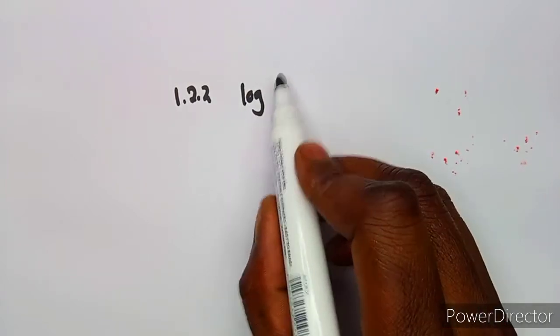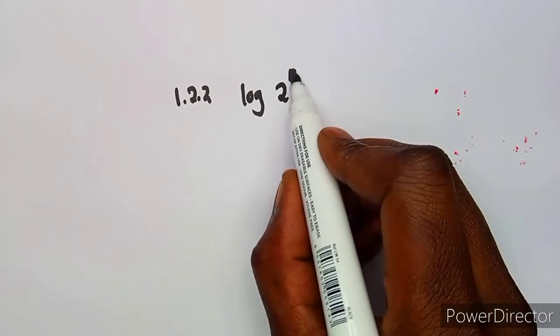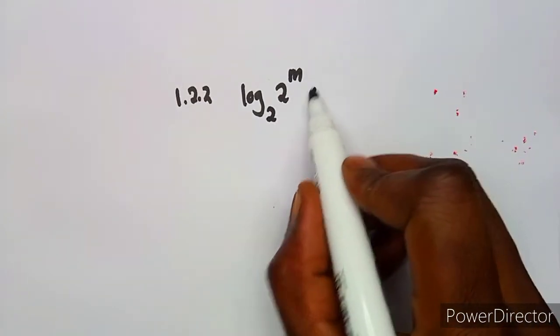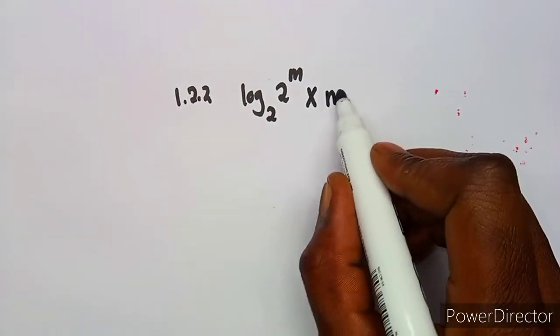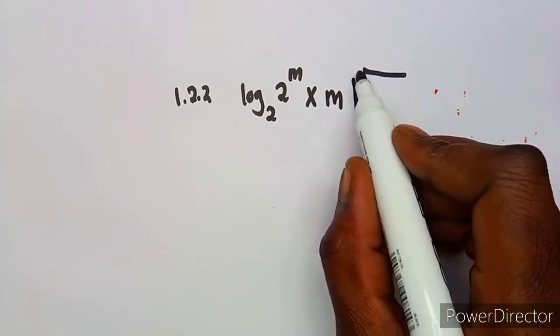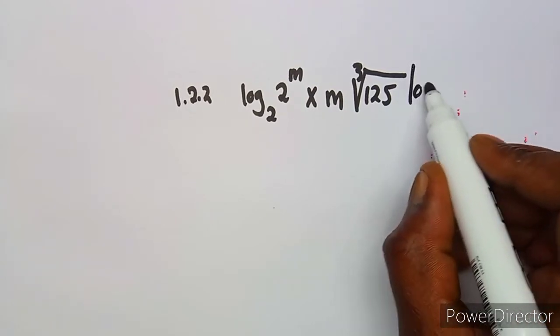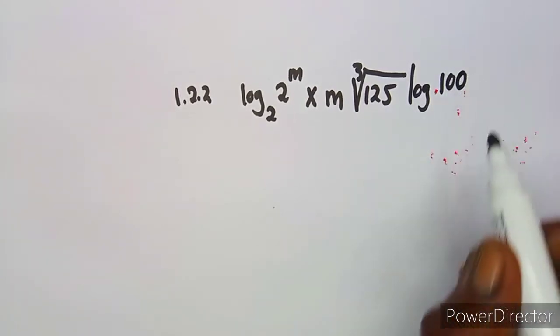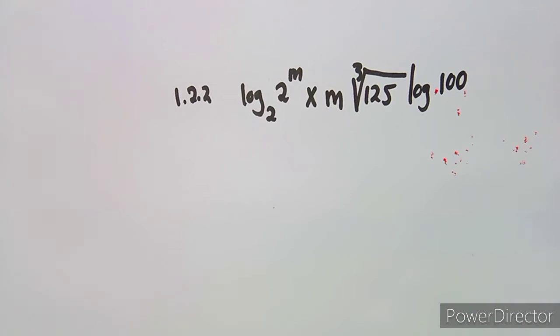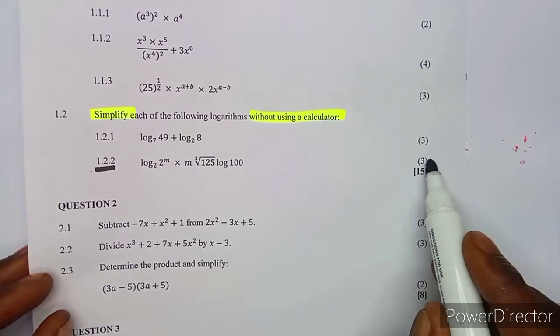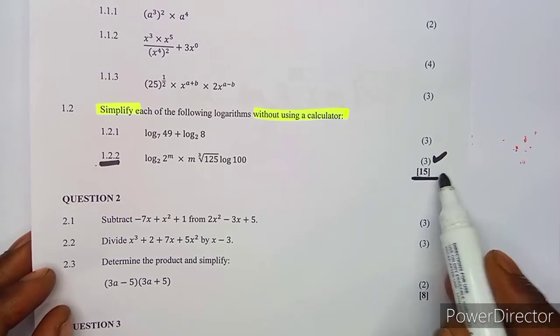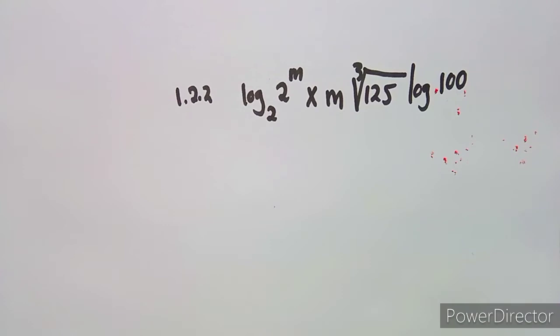That's the logarithm of 2 to the exponent of m in base 2 multiplied by m, and we are given the cube root actually of 125, and we are given the logarithm of 100, like that. All right, and if you could cross-check, 3 marks to that to give us a total of 15 everything. So as you can see, that's a lot, guys, in the exam. This one is a lot. So how am I going to simplify this type of logarithm?